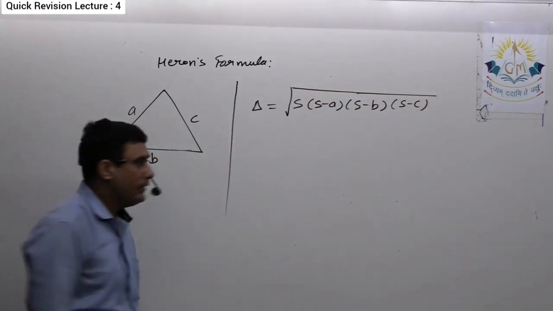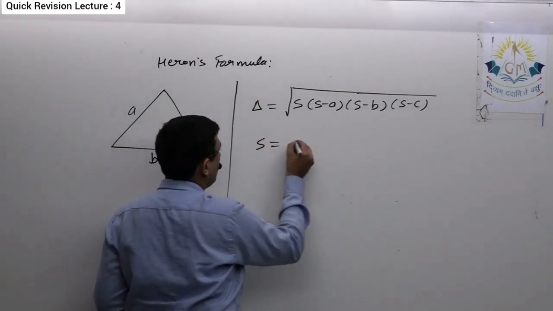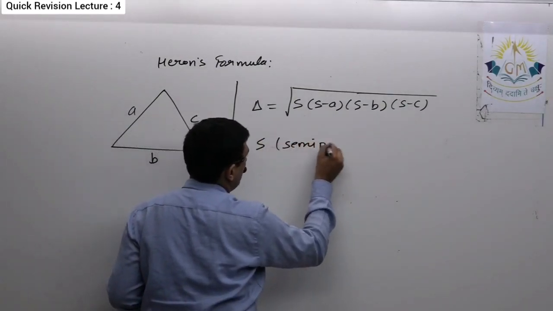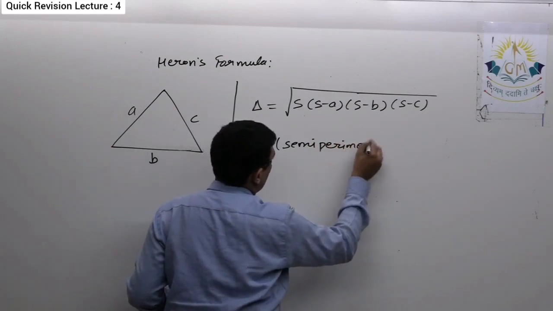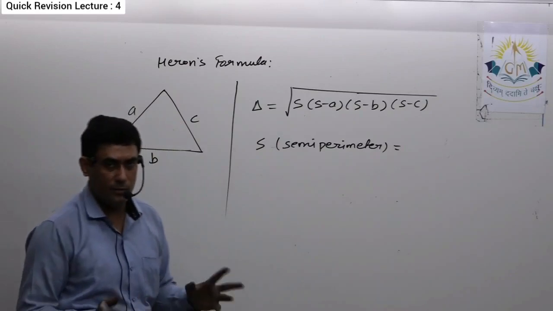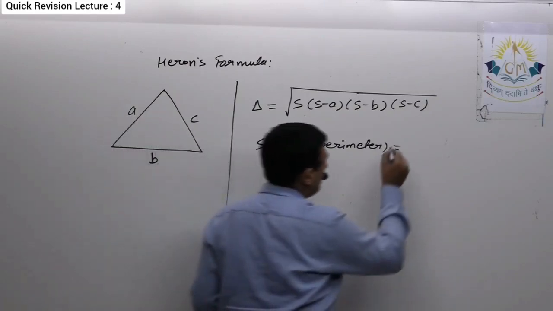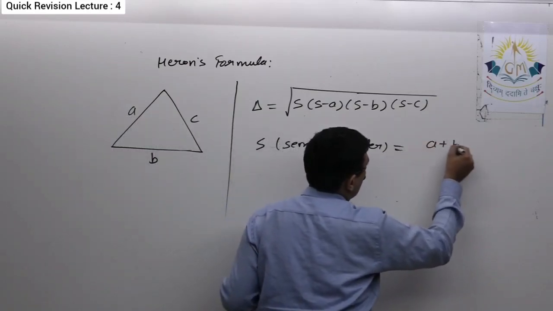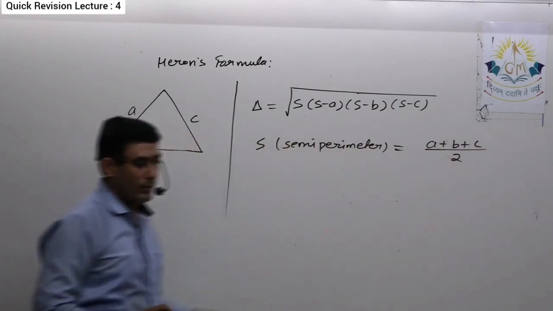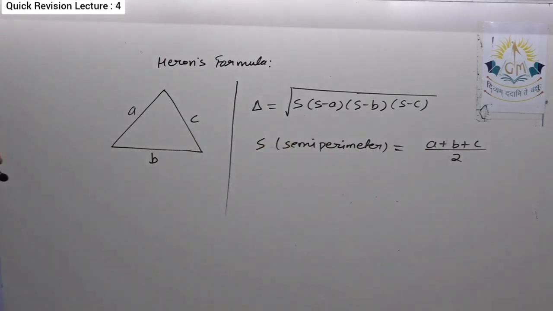Now what is s? S over here is the semi perimeter. The name itself says semi means half, and perimeter is the sum of the sides. So s is actually (a plus b plus c) by 2. Okay, semi perimeter.